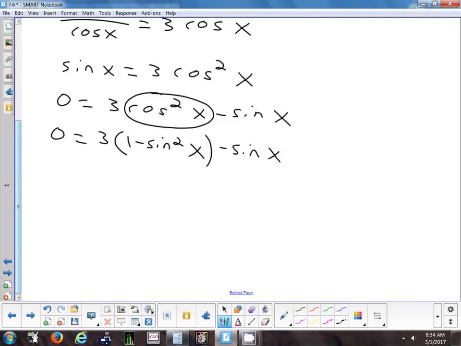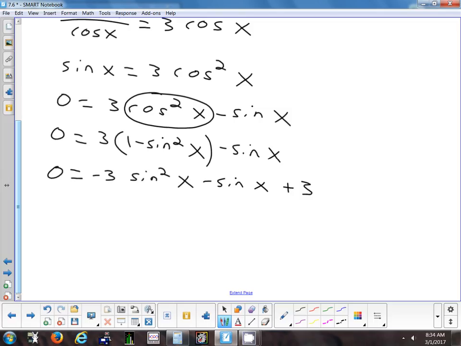Now when we distribute and write it out, we will have a quadratic, the way we want. Can somebody tell me what my quadratic would be? Negative 3 sine squared of x minus sine x plus 3. Now, if we were going to factor this, I would want the squared term positive. But if you look at it carefully, this doesn't factor. You can't factor this one.